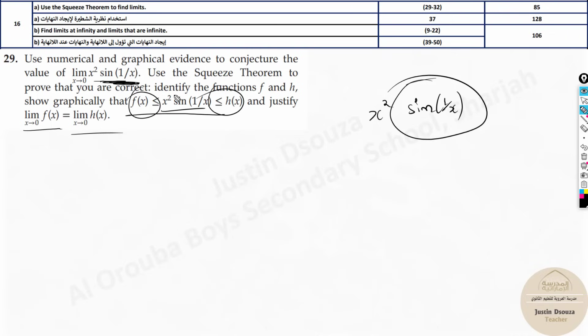Now here, we need to know the range of sine. What is the range of sine? What power is this? It's 1, 1, 3, 5, all the odd powers, the range is the same.